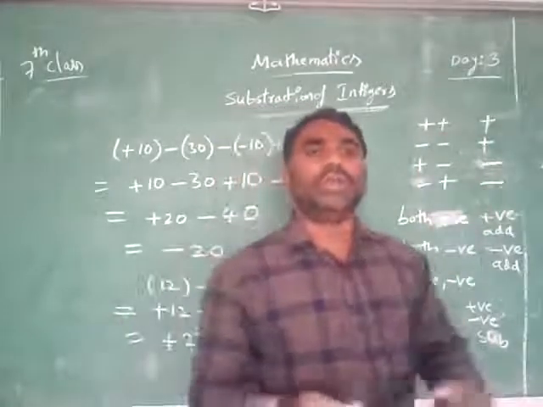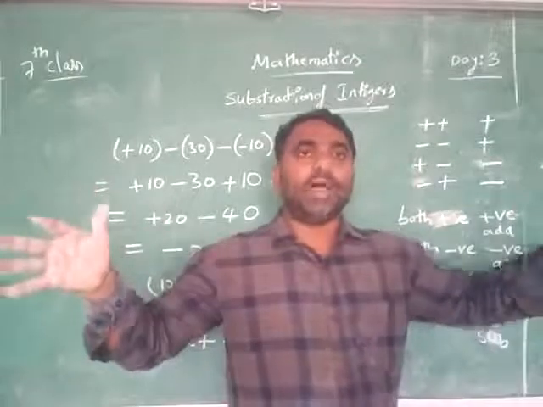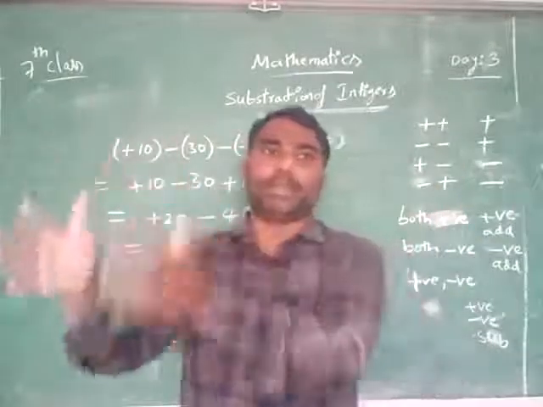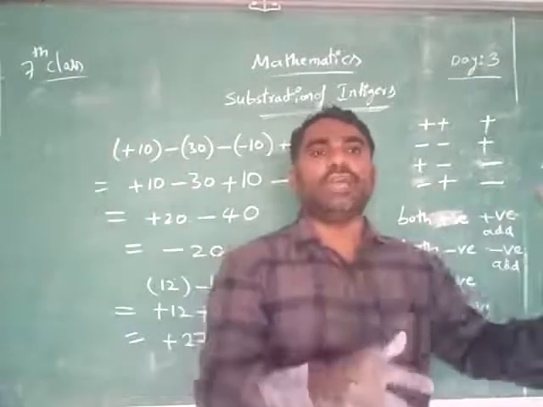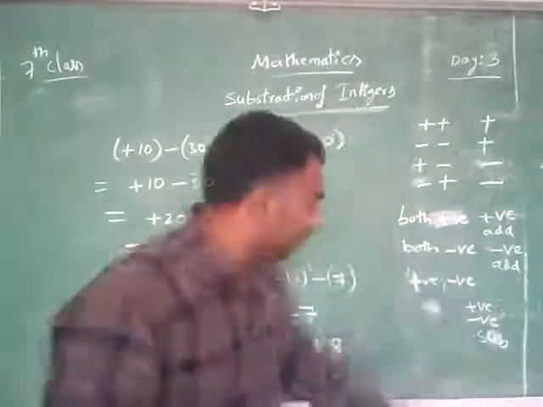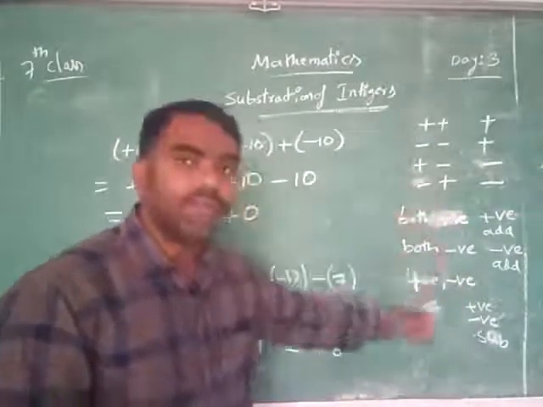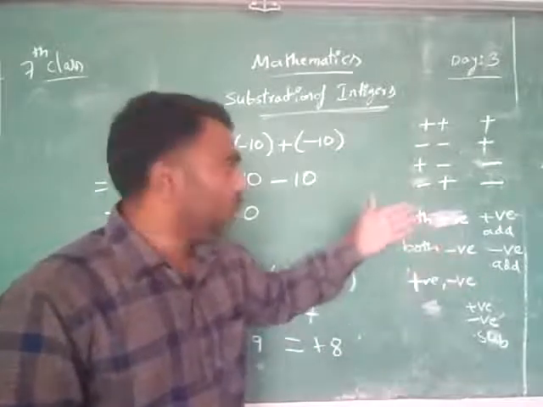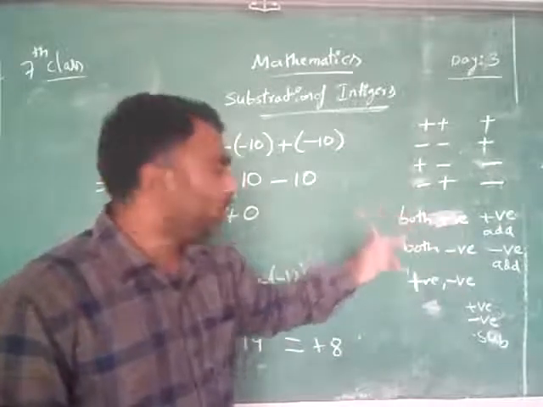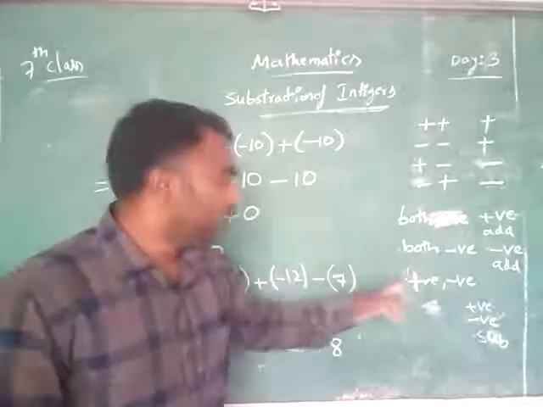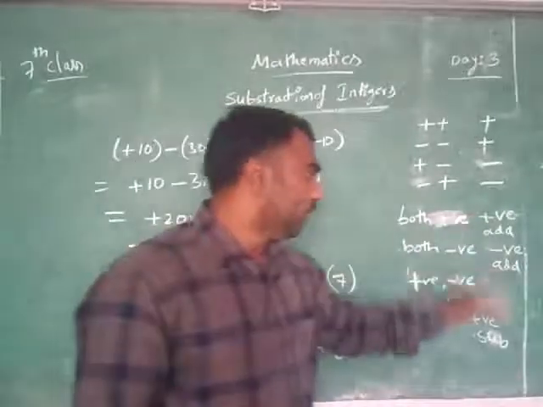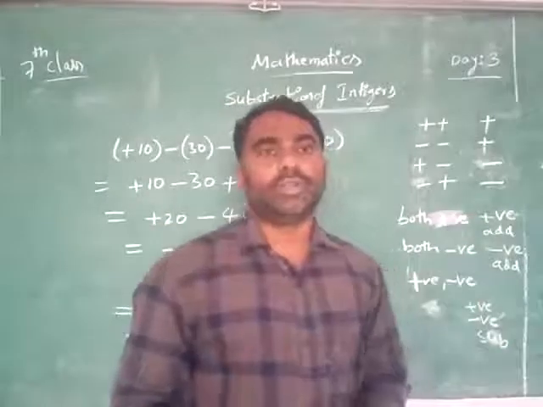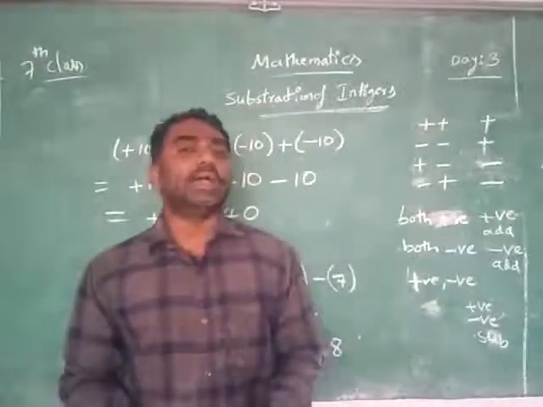After that, if more numbers are there, all the positives you will add and keep plus, all the negatives you will add and keep minus. Then we will use any one of the methods, according to the situation. If both are positive, first situation. If both are negative, second situation. If one is positive and one negative, the third situation. So this is the way of doing subtractions.